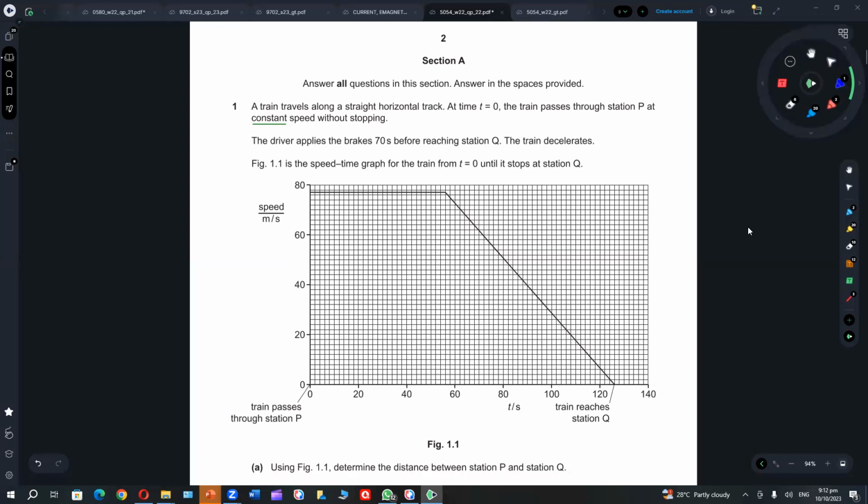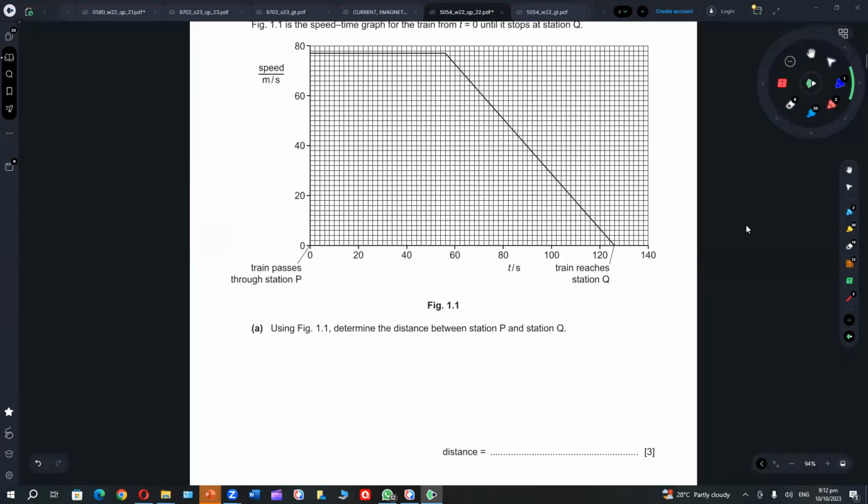The driver applies the brake 70 seconds before reaching station Q. The train decelerates. This is the speed time graph for the train from 0 until it stops. On figure 1.1, determine the distance between station P and Q.